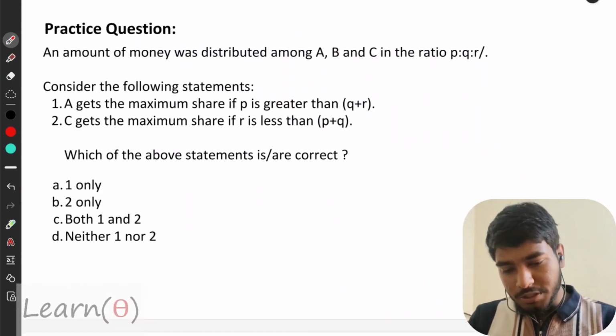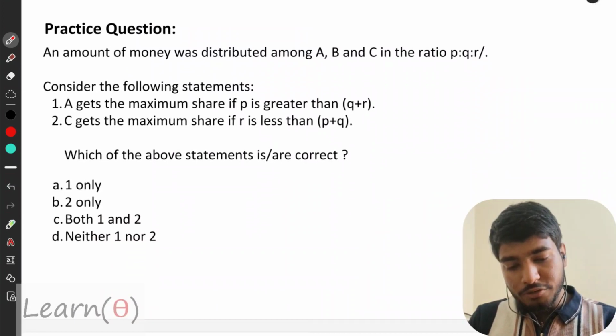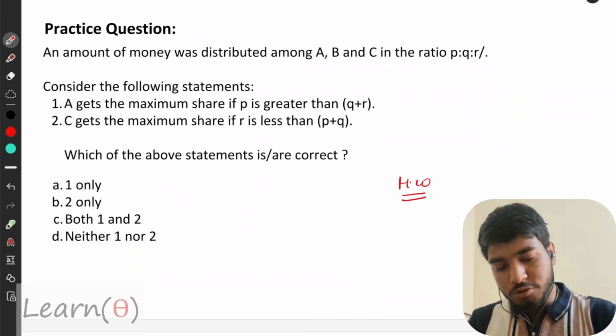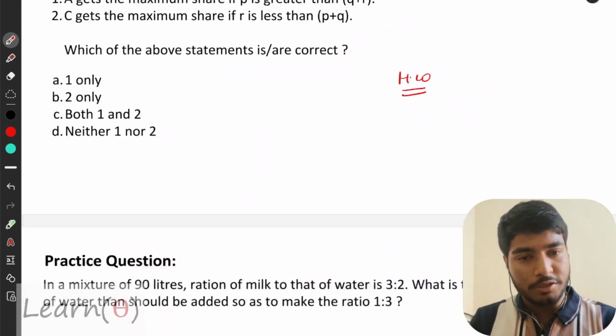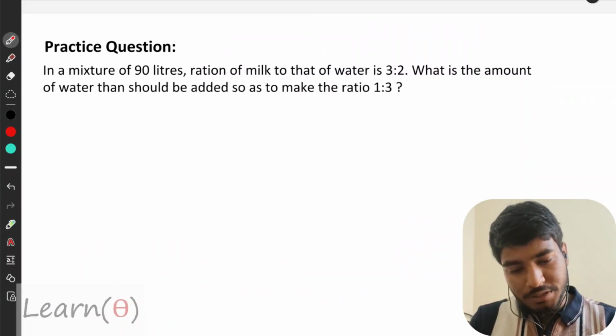This is a question. An amount was equally distributed. If this is the question, then this should be your homework, because I have already done this kind of question.